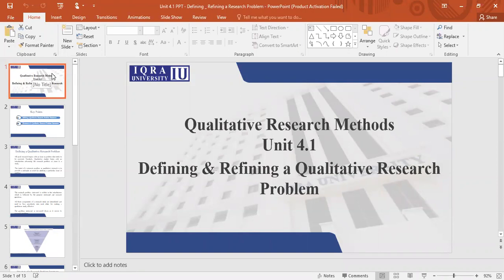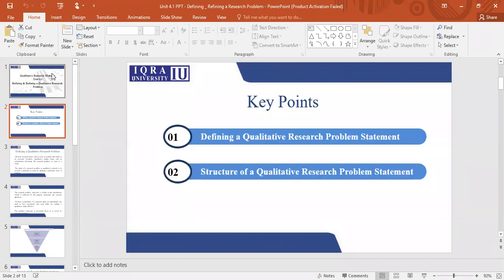In this unit, we will be discussing what a research problem is, how you develop a research problem, and how you write a research problem as well. In this unit, we will be defining what a research problem statement is and how you structure it.